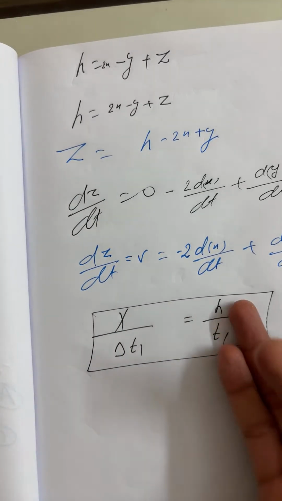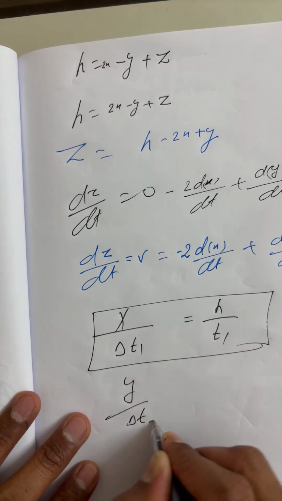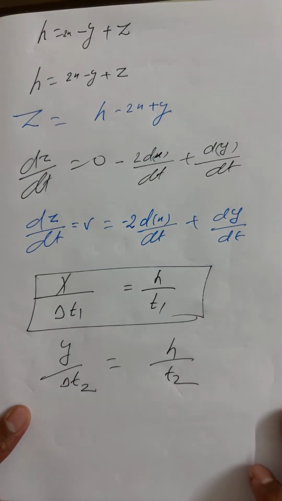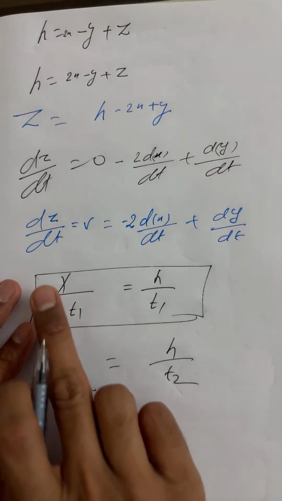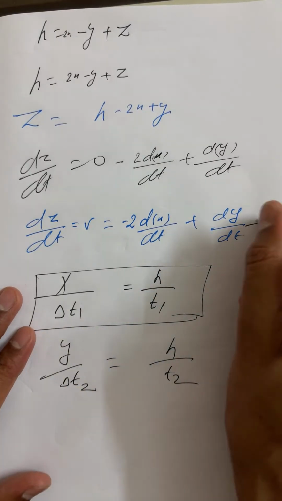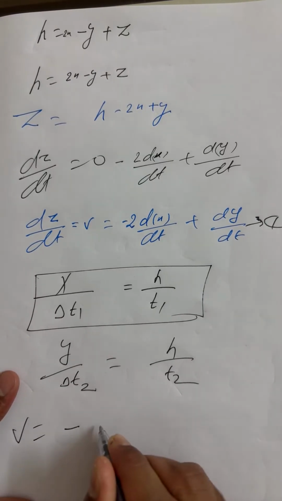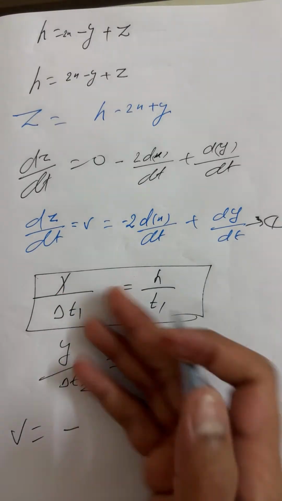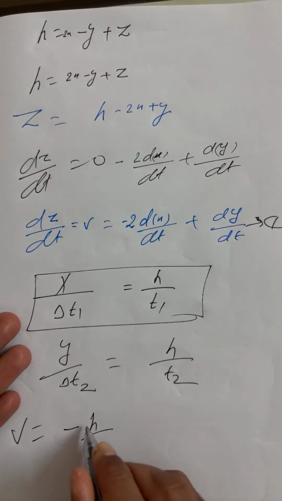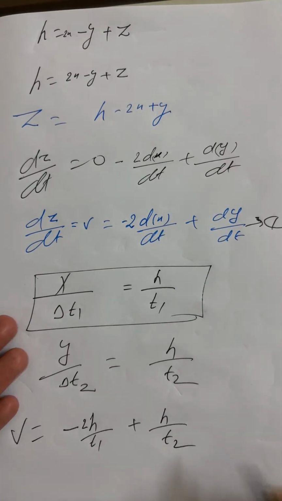Similarly, I can write it for y also. So y upon delta t2 equals h upon t2. This means this is dx by dt and this is dy by dt, the speeds in this equation. Let us fill this data into equation number 1. So v will give us minus dx by dt, and this is dx by dt, so I can write here h by twice of h by t1 plus h by t2. Simple.